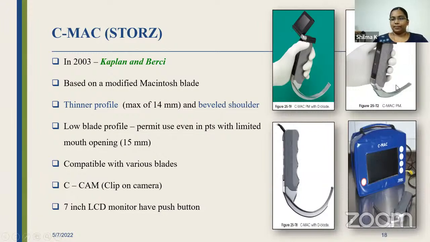Another variety is the CMAC PM, the CMAC pocket monitor, which has a 2.4-inch LCD screen, and it is lithium battery operated. The D-blade may be attached to the system within seconds if needed.